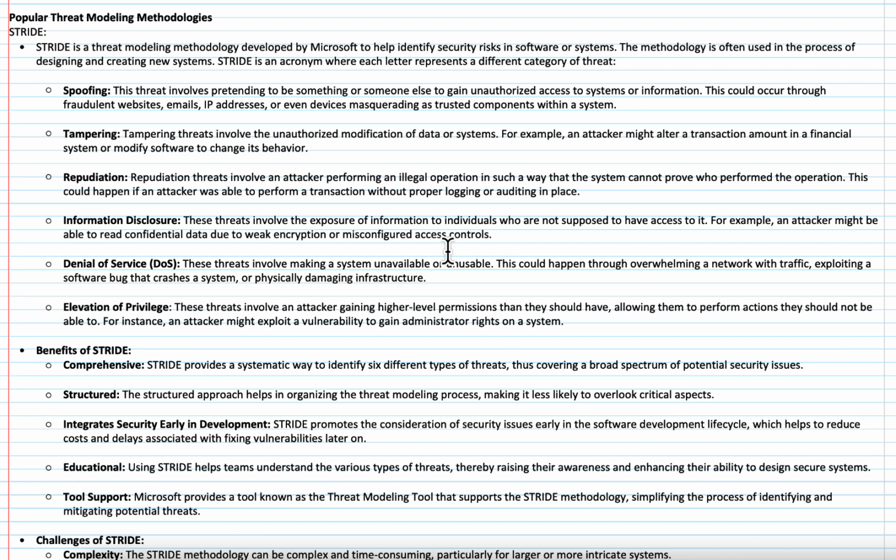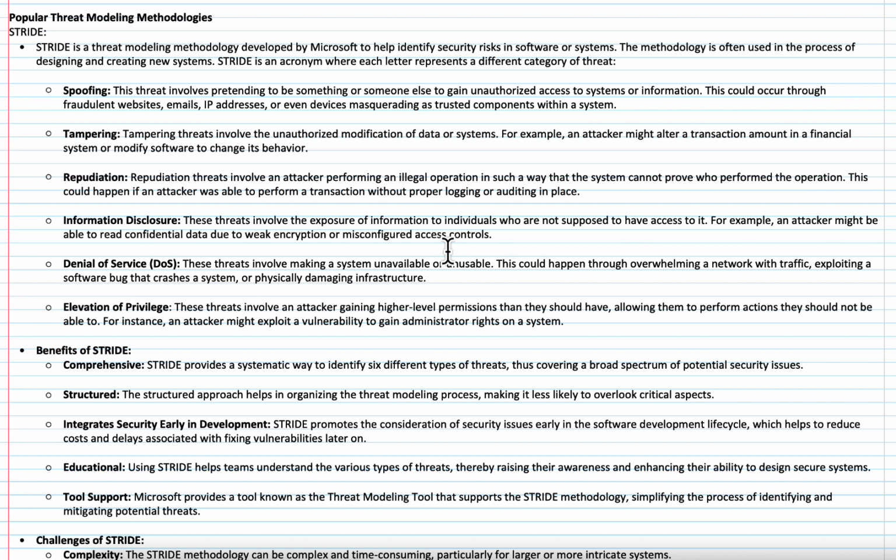The next one is tampering. Now, tampering is where threats will try to get unauthorized modifications to data or the specific system. This is where the attacker might want to alter a transaction amount from a financial piece. I looked at this when dealing with EDI transmissions. EDI is your electronic data interchange, and this is where banks will send financial data, for lack of a better word. If you want to transfer money from company A to company B, they will send this through an EDI type transaction.